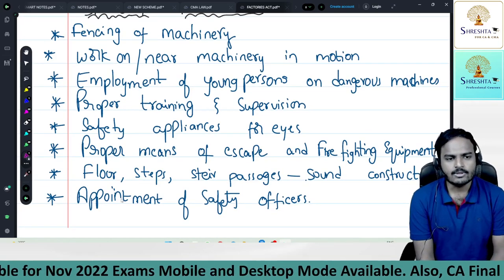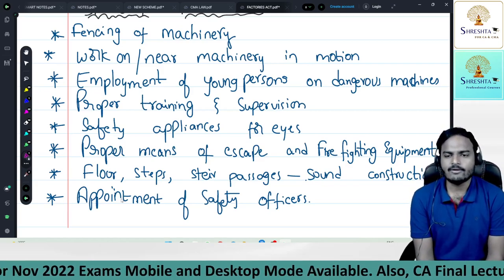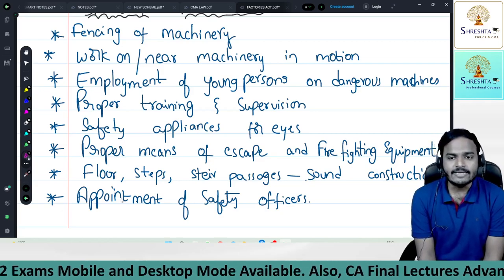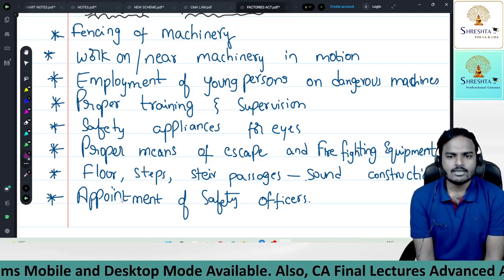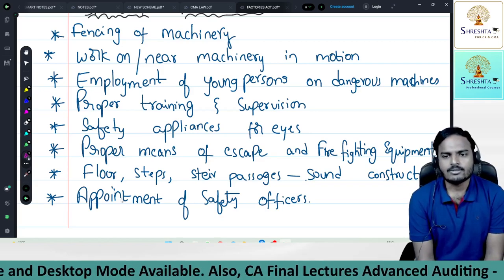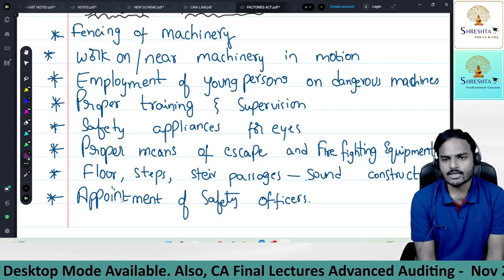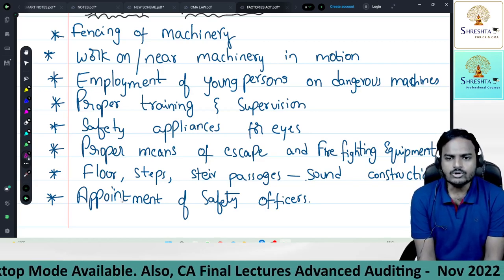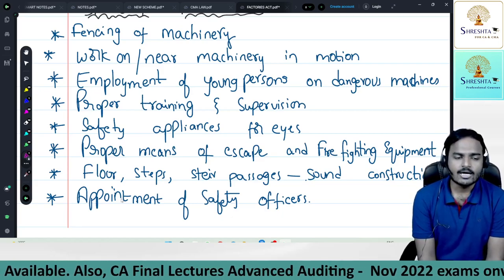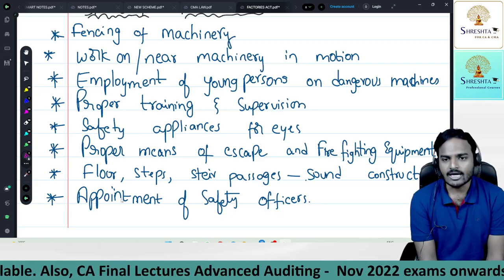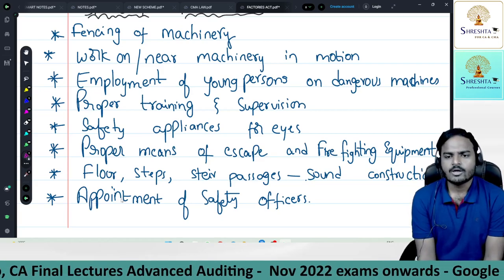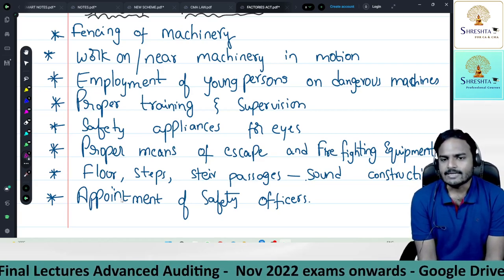Next one, provide safety appliances for eyes. So coming to the iron manufacturing companies, or coming to the metal binding process, obviously sparks will come out of that process. Now, if you don't use goggles, what happens, sir? It may cause damage to the eyes. That's why provide goggles or helmets for the safety of the eyes of the workers.